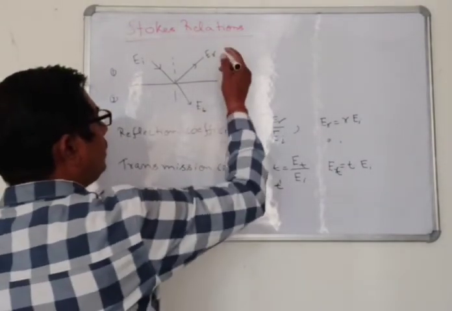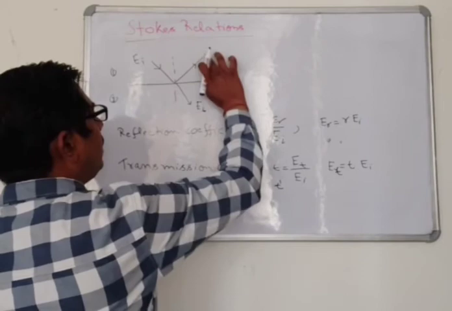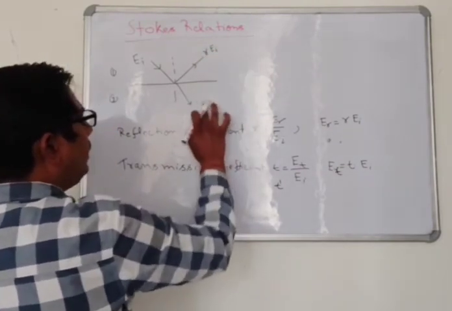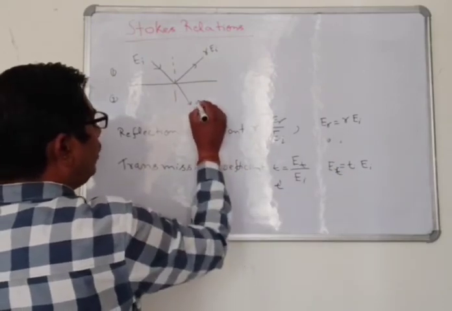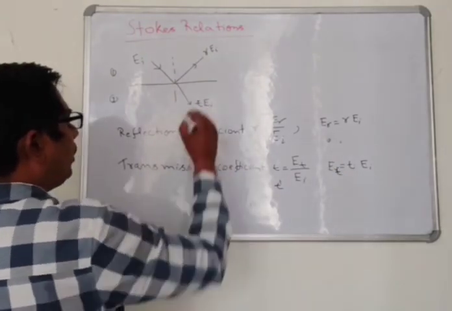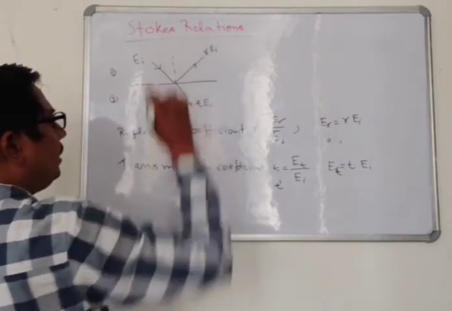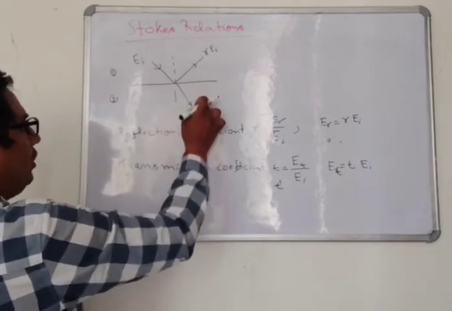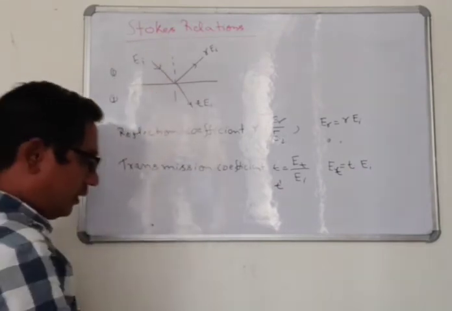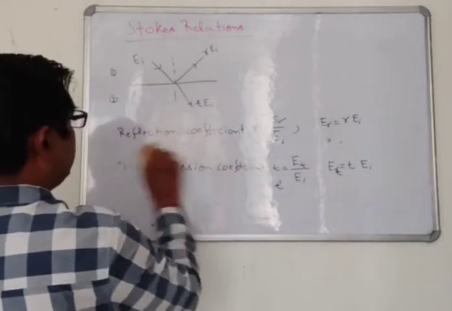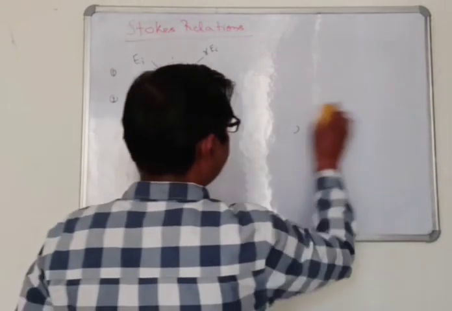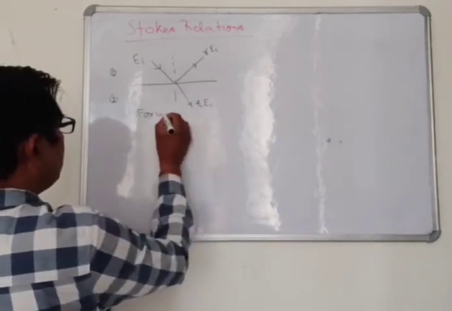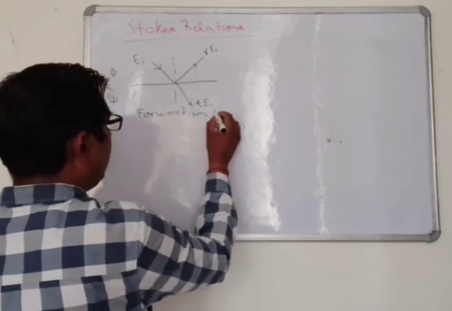So you can replace ER in terms of R EI, and ET in terms of small t EI. Here R is the reflection coefficient from the first to the second medium and t is the transmission coefficient from the first to the second medium. It means that suppose this figure is forward in time.